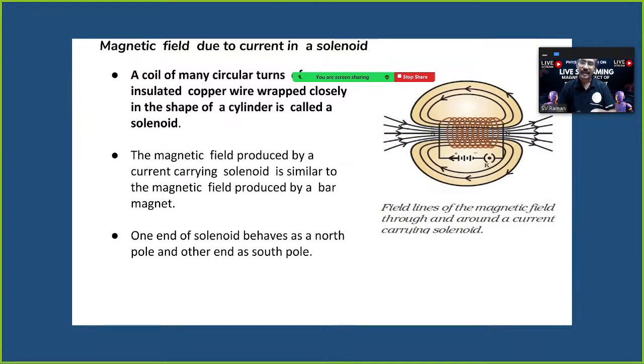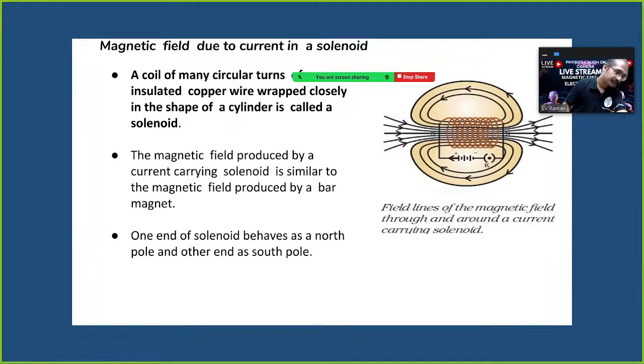Now, how to define a solenoid? A coil of many circular turns of insulated copper wire wrapped closely in the shape of a cylinder is called a solenoid. For example, if you forgot this definition in examination time, how to recollect it? How to remember it at the point of examination? You know the spring, how it is. The spring looks like a number of circular loops with the same radius.